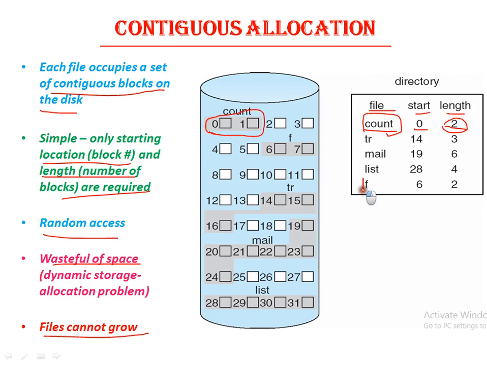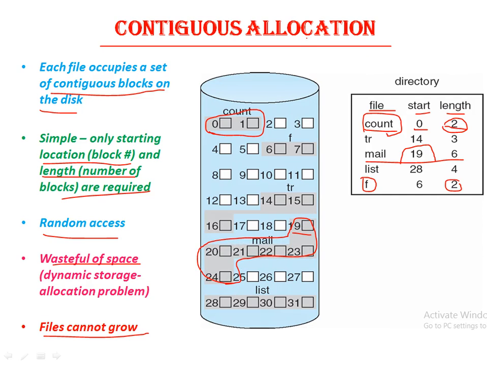Now if I see file F, the start is 6 and the length is only 2, so blocks 6 and 7, 2 blocks of data, are used. Now for mail, the starting point is 19. So 19, 20, 21, 22, 23, 24: totally 6 blocks are continuously allocated for my file called mail. So this is how contiguous allocation happens.